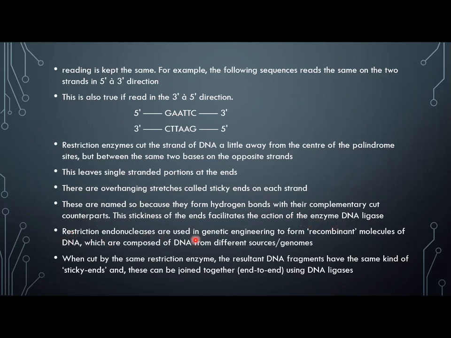Restriction endonucleases are used in genetic engineering to form recombinant molecules of DNA, which are composed of DNA from different sources or genomes. When cut by the same restriction enzyme, the resultant DNA fragments have the same kind of sticky ends, and these can be joined together end to end using DNA ligases.